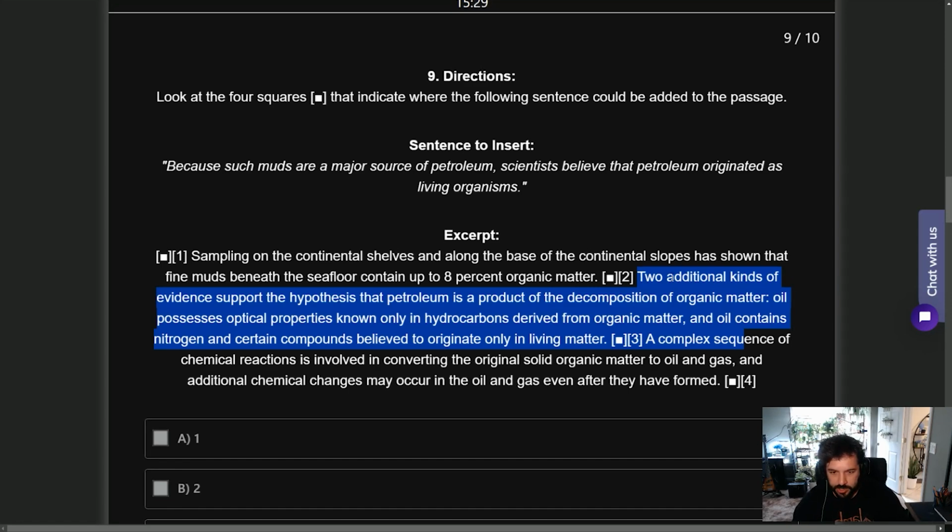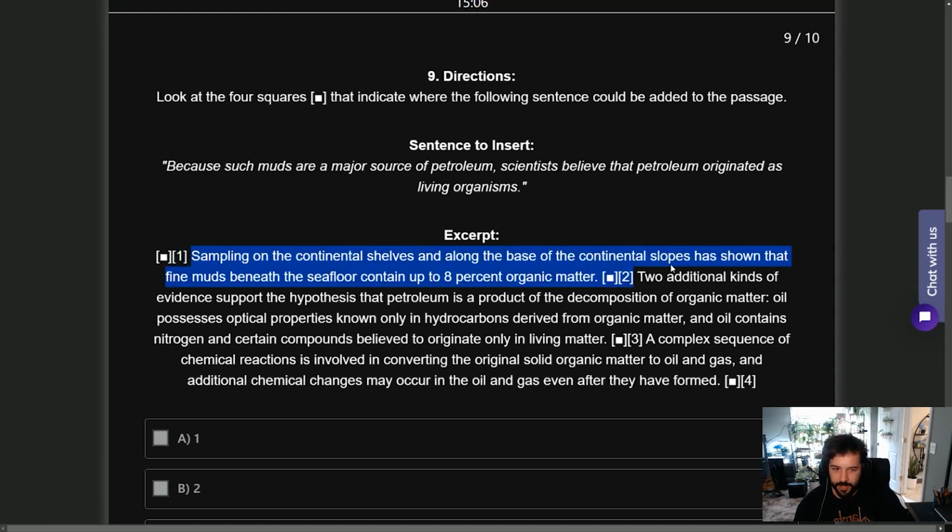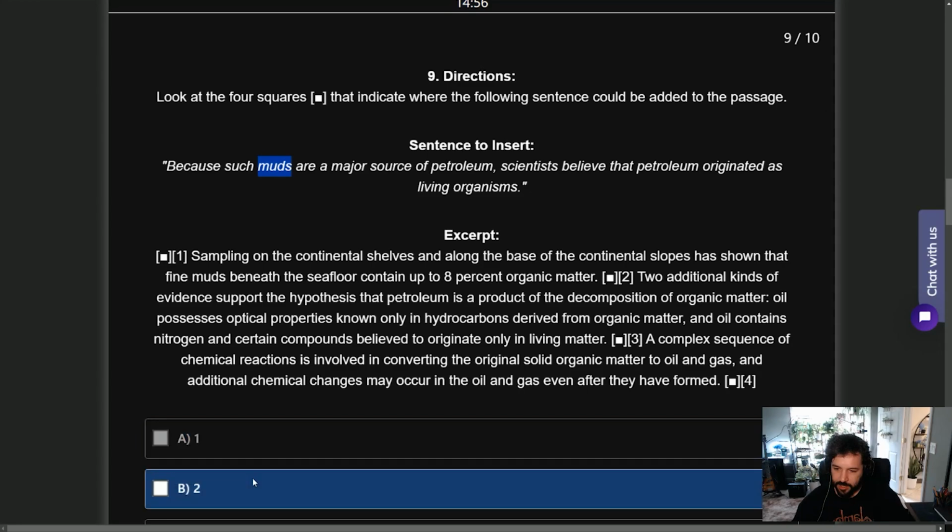It's not going to be between any of these sentences or these words, because those two reasons are mentioned here and then explained from here to here. So nothing is going to be inserted in these parts unless it's really related to the two reasons that we are talking about, two additional kinds of evidence. It's actually additional. So we have one reason here mentioned from here to here, let's say, and then we have the two other reasons. So it either has to be here or here. One is not going to be good because we don't have a reference for muds, so it has to be two.